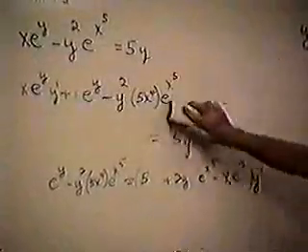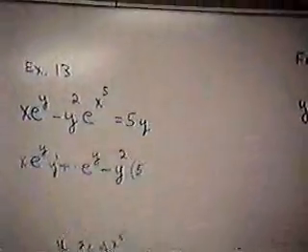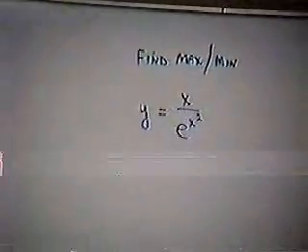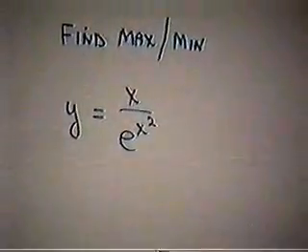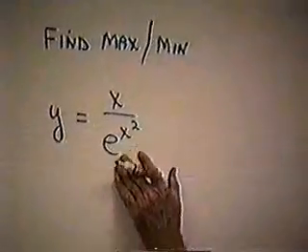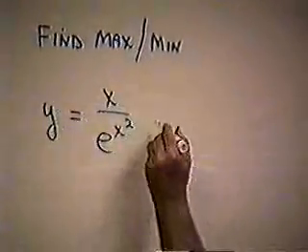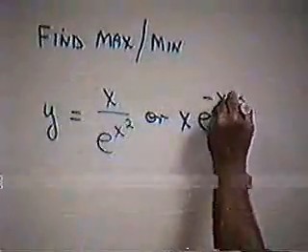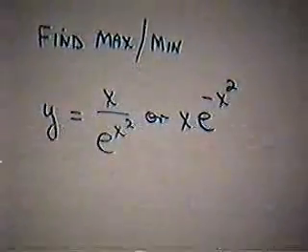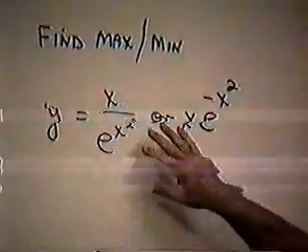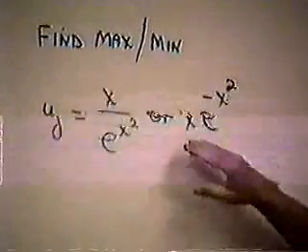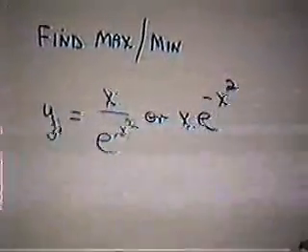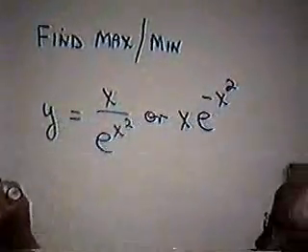Now let's look at the last example on the back of the notes. We want to find max minimum. Okay, find max minimum of, okay, it can be written x over e to the x squared, or it could have been written x times e to the minus x squared. And this is the way I think you should learn to do this. Don't do a quotient rule here. Go change it to a negative power, move it up, then do the product rule. All right, so here we go.